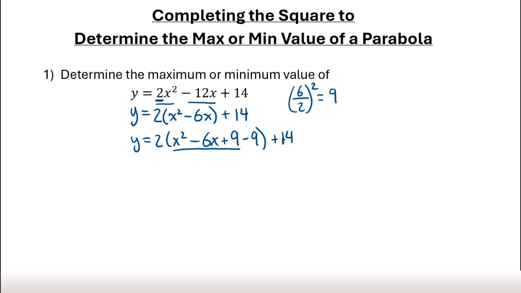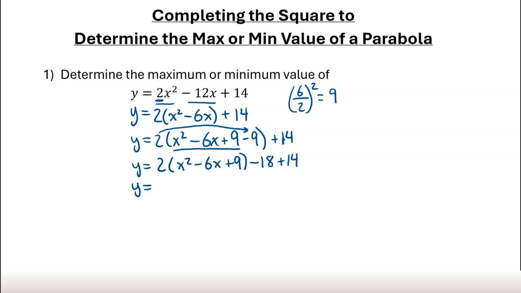And so now I recognize that these three terms right there are a perfect square. And so what I need to do is take the 2 and multiply it by the negative 9 at the end. And so what this gives me is 2 times x squared minus 6x plus 9. And then the 2 times negative 9 gives me minus 18. And then we still have the plus 14 at the very end.